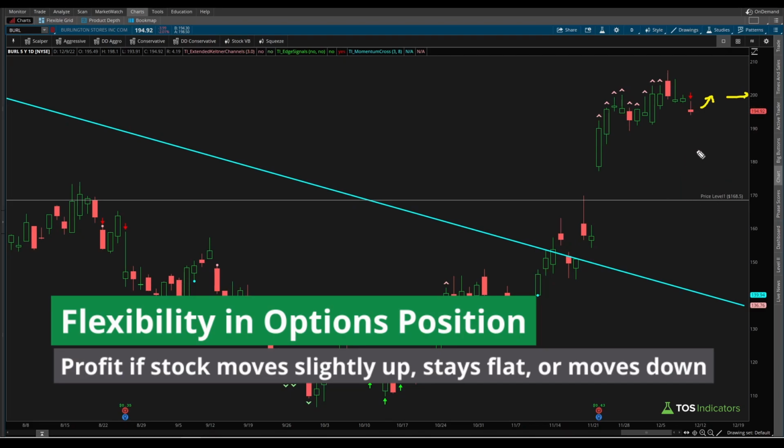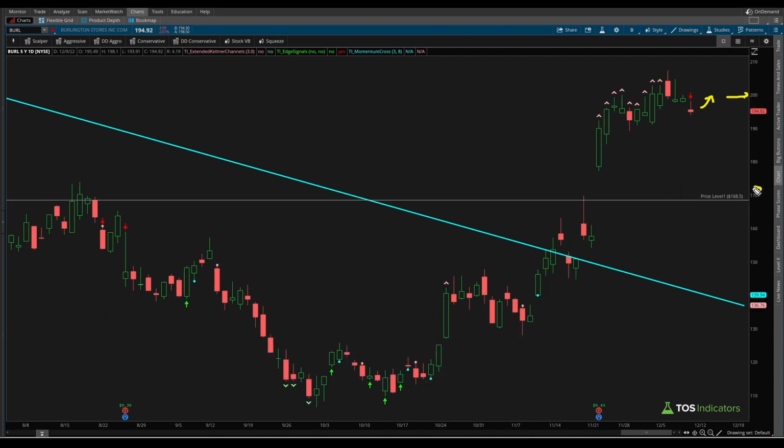But my overall longer term target that I'd like to really craft this position around is this gap fill near that 170 price point. So I'd like this position, whatever options position we craft, to profit if we make a slight move up or if we make this move down towards that 170 area, which I think is likely.